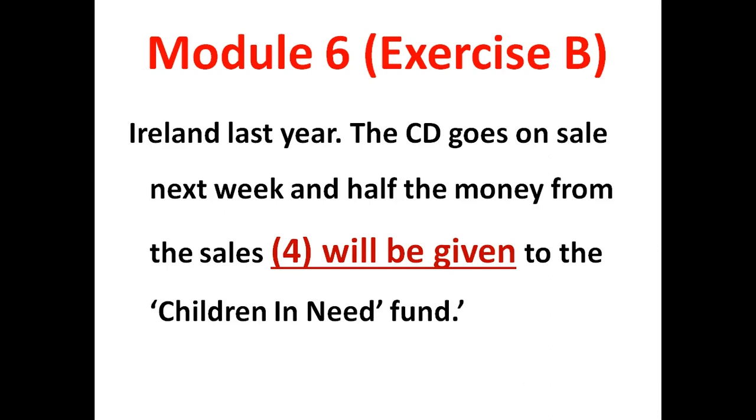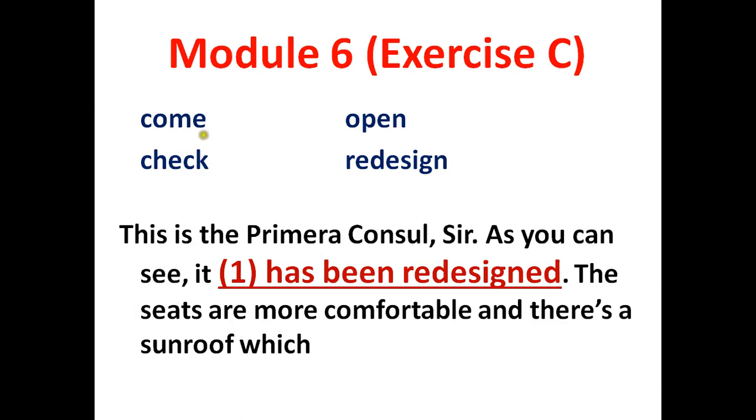Okay, now we go to exercise C of module 6, page 47. Again, the same pattern, the same style. We have 4 verbs. We are going to complete the sentences by using the correct form of the verbs. Here they are talking about the model of a car, as you see in the book. This is a Premiere console.